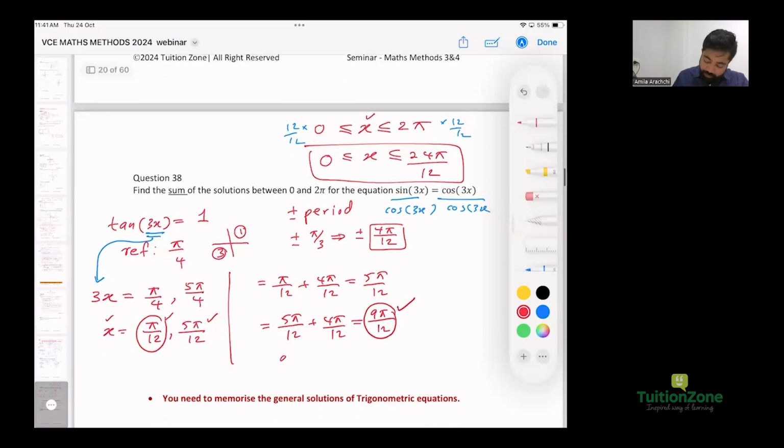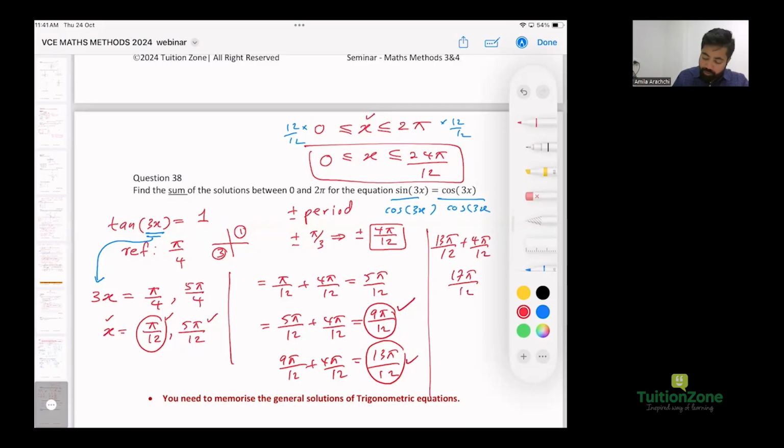We can continue. And then again, 9 pi over 12 plus 4 pi over 12. What's the answer? 13 pi over 12. Is that outside the domain? No, still within. So that's fine, and do more. 13 pi over 12 plus 4 pi over 12, which is 17 pi over 12, still within multiple answers.